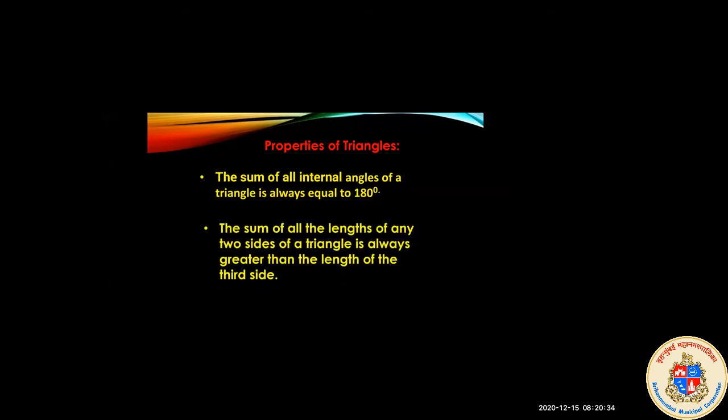Now the second one is: the sum of the lengths of any two sides of a triangle is always greater than the length of the third side. Sum means addition, and any two sides of a triangle you have to add and you have to see that it is greater than the third side. This is the property. It is like that only, that the sum of two sides of a triangle is always greater than the length of the third side. We will see some examples related to these properties.